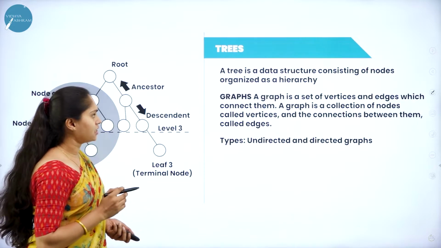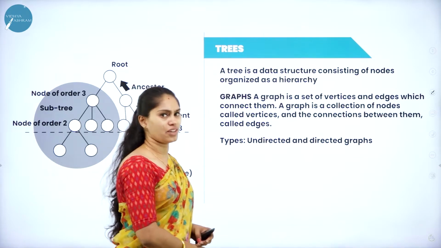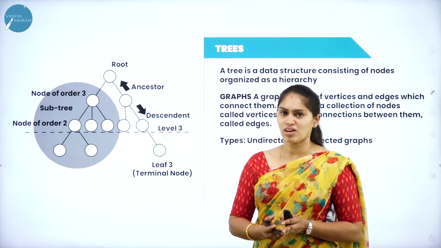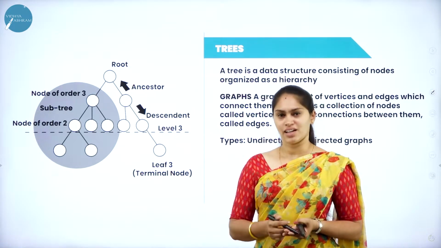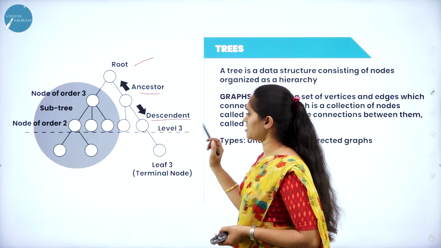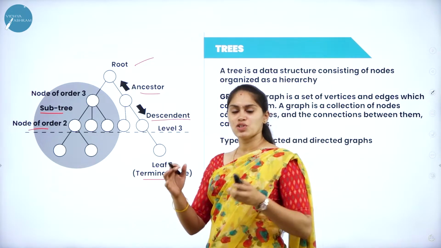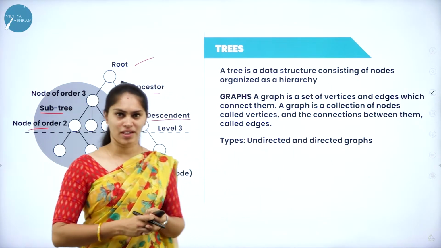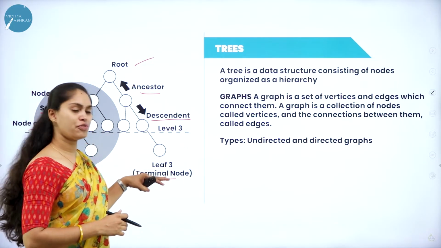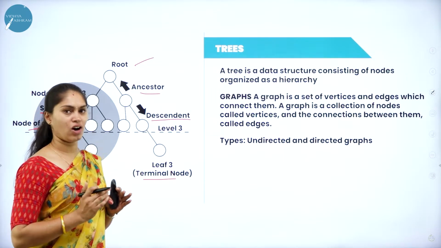Under trees and graphs, what do you have to learn? You have to learn the definition of a tree and types of tree, and what the main terminologies are with respect to this tree. You have to understand what you mean by root node, what is ancestor, what is descendant, and what is terminal node. What do you mean by complete binary tree? Those are the important terminologies. What is child, what is root node, what is terminal node or leaf node, all of that you have to understand. All the terminologies with respect to tree are important.